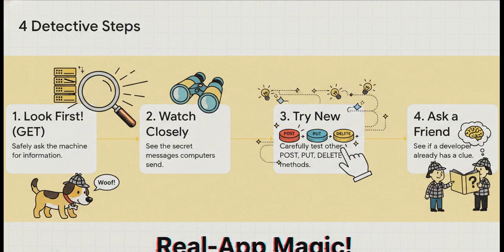Step 2 is watch closely. We'll use our spy tools to see the secret messages flying back and forth. Step 3 is try new things, but very carefully. And step 4, my favorite, is ask a friend. Sometimes another detective has already found a clue. Now let's see these steps in action with a super fun app.